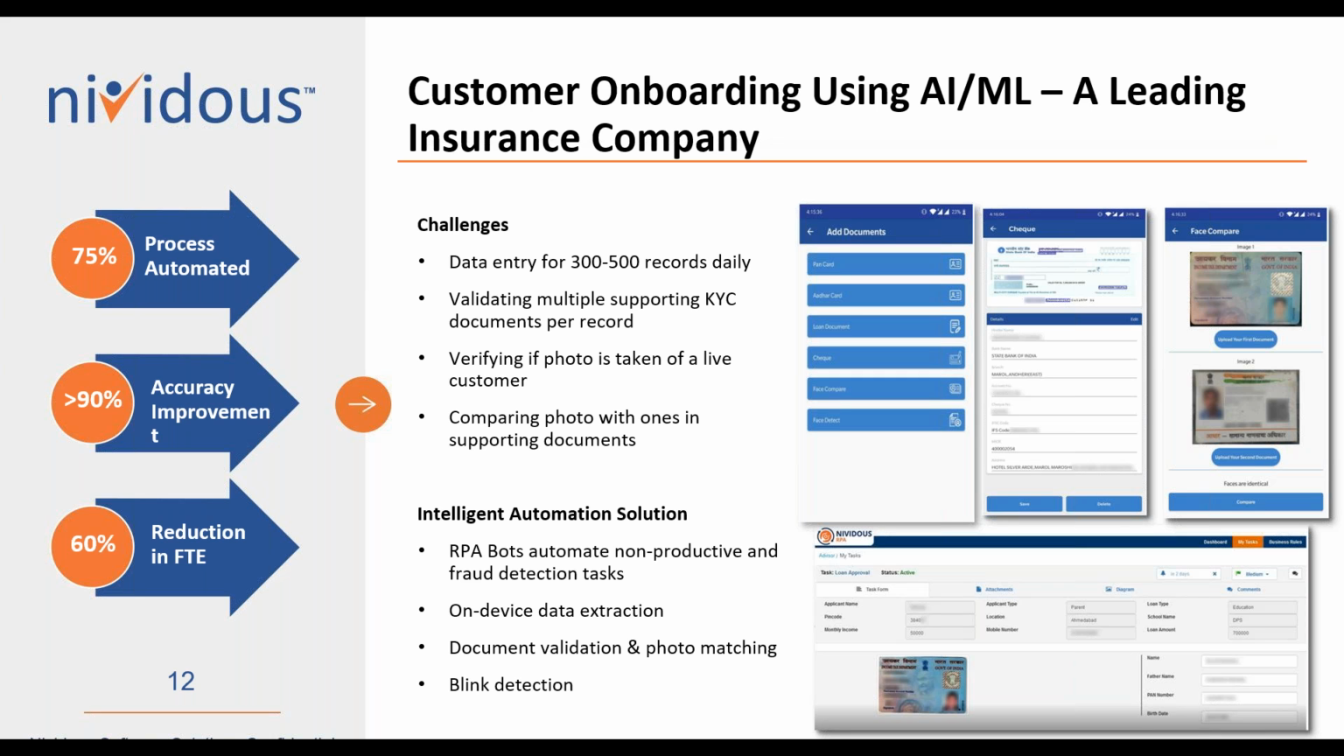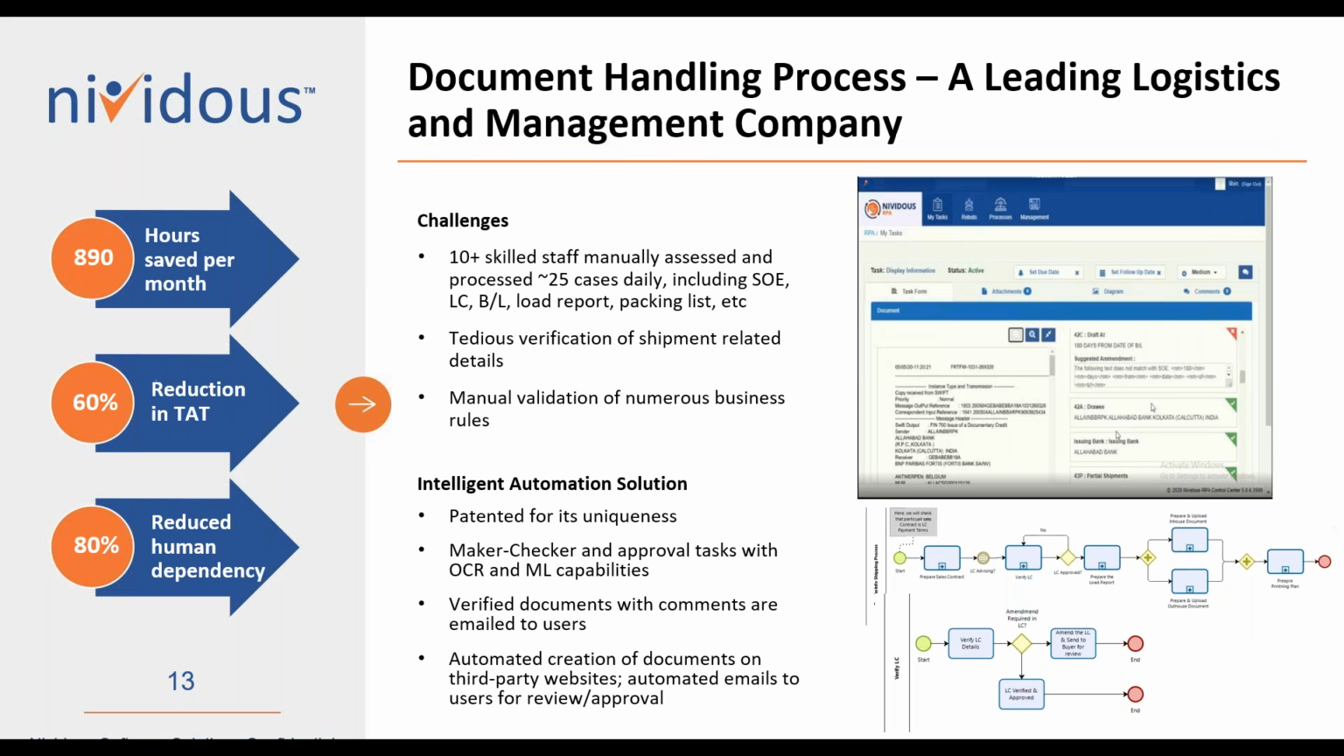And by automating this process, it was able to save 75% of the total time of the end-to-end process just by automating this piece of it, which gave a 90% improvement in the accuracy and a 60% reduction in the amount of people's time that it would take to finish this process.